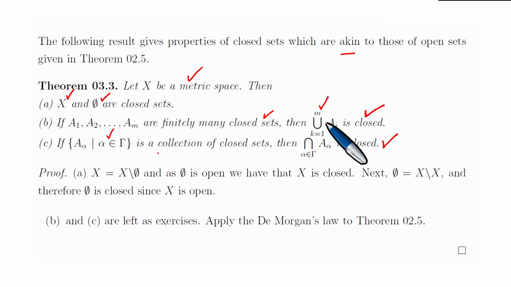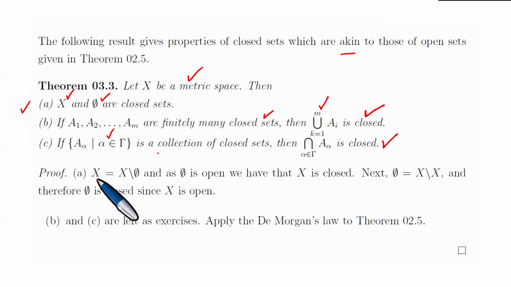But for the union, the theorem is weak. It's weak in terms of unions, because it states unions as finite, while the intersections can go up to infinity. Okay, let us prove the first result. The first part says the whole metric space X is closed, and also the empty set is closed. How do we prove this?